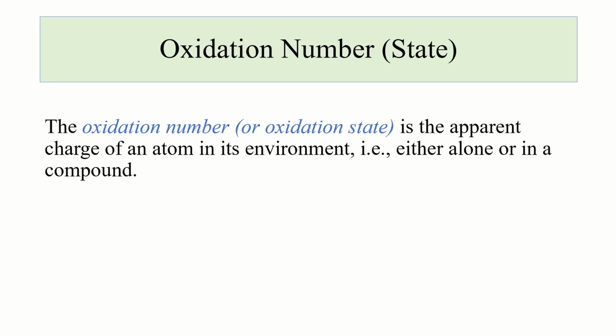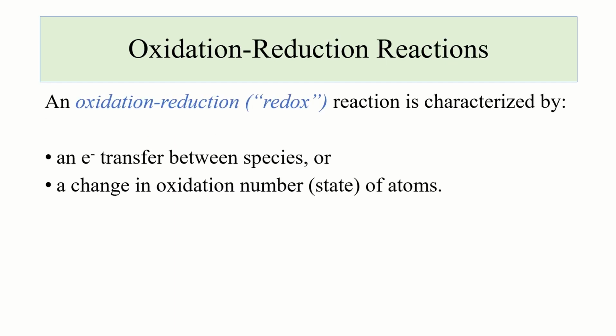Oxidation number or oxidation state indicates whether the atom is neutral, electron rich, or electron poor. By comparing the oxidation number of an atom before and after reaction, we can tell if it gained or lost electrons. Oxidation numbers do not necessarily imply ionic charges.